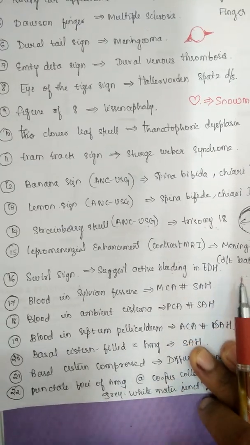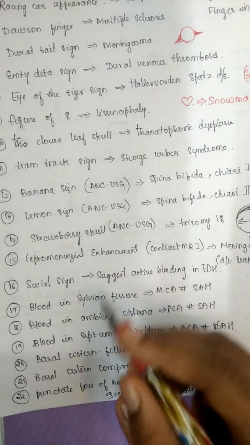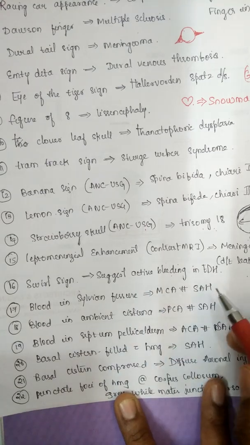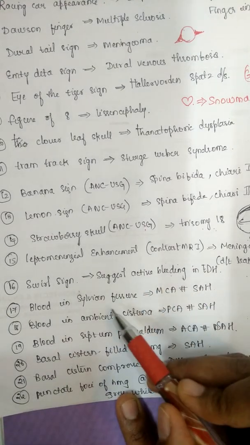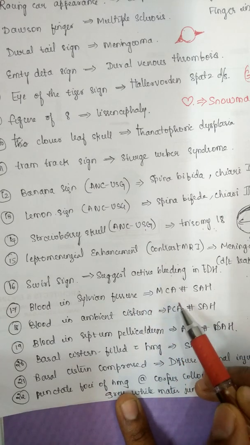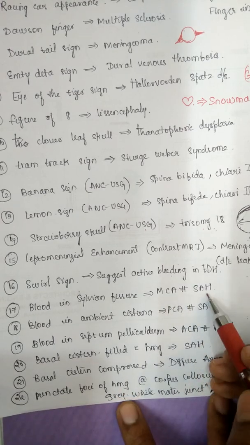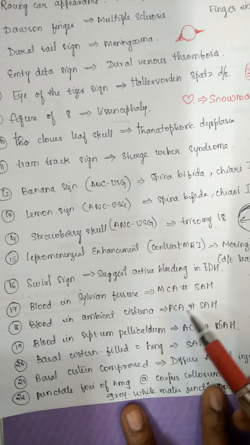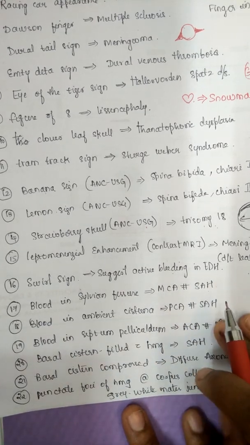Next, based on the presence of blood, we can diagnose whether the subarachnoid hemorrhage is due to MCA or PCA. If it is in the Sylvian fissure, the artery which runs there is the MCA, so if blood is in that fissure, we should infer that it is due to MCA. If the blood is in the ambient cistern, it is due to PCA rupture, which leads to SAH.